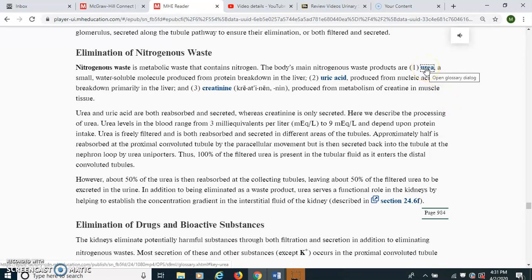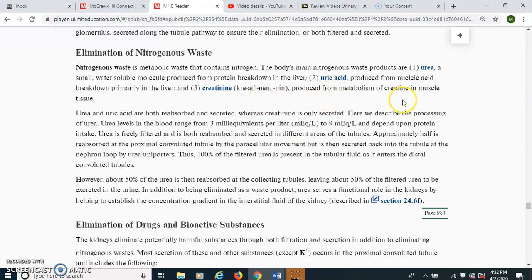Not all of it gets into the urine. Some of it will stay within the interstitial fluid of the kidney and help establish a concentration gradient that we'll talk about in a little bit. And then the creatinine is different than these 2 waste products because it's only secreted. All of it gets filtered, and it's almost all of it, and then some of it will be secreted.